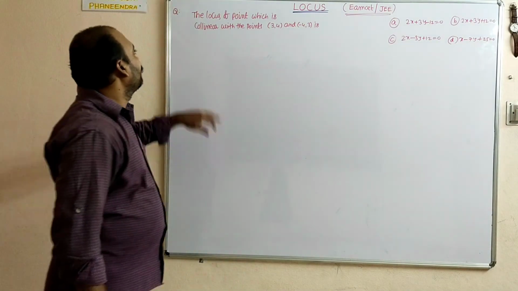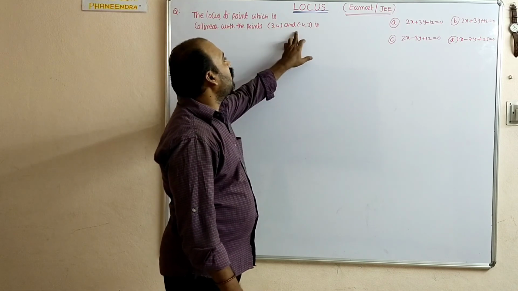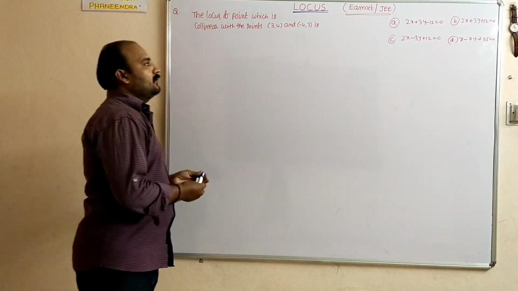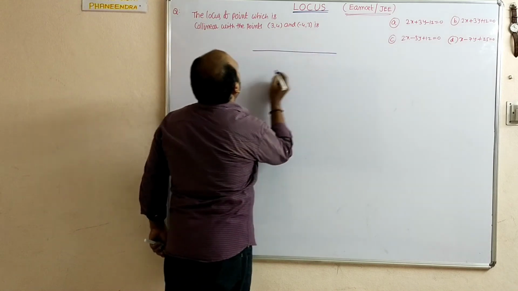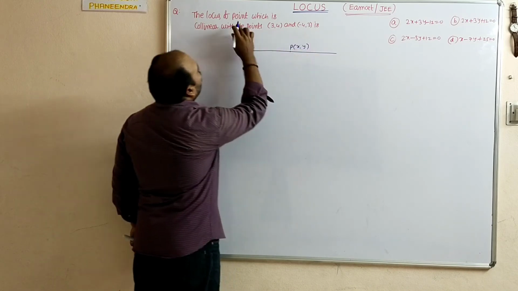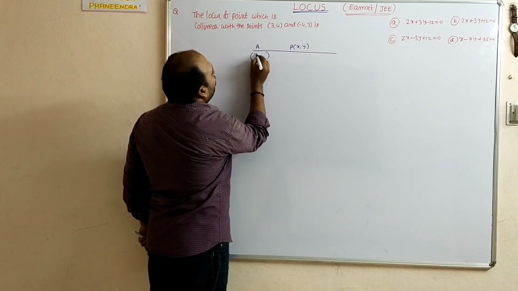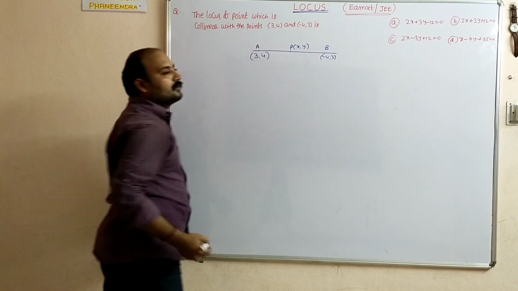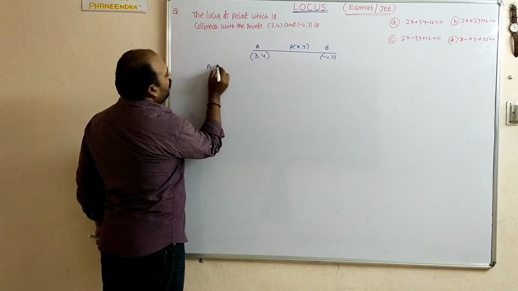The next question. The locus of a point which is collinear with the points 3, 4 and minus 4, 3 is. These are the options. See here, whenever a question like this is there, it is the collinear concept, no? Locus of a point, here I am taking the point P of x, y. Collinear, locus of a point which is collinear with the given points. Here A point I am taking 3, 4. B point I am taking minus 4, 3. By observing, A, P, B are collinear.